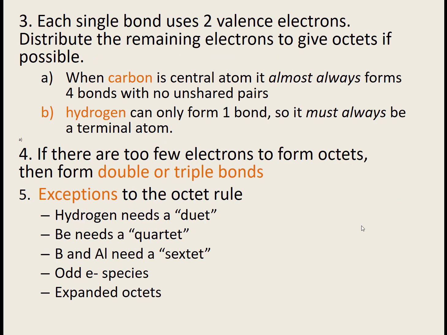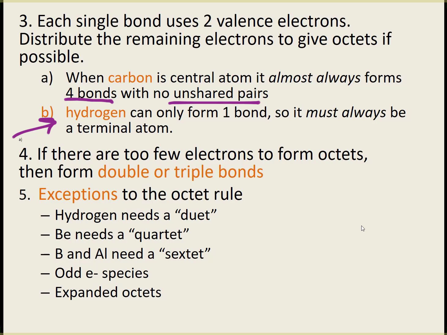Each single bond uses 2 valence electrons, and then if you have extra electrons, you distribute them to make octets. You should have memorized that carbon always has 4 bonds. So it will have 4 bonds and there will be no unshared dot pairs. And then, as I said, this is probably the third time, hydrogen can only form 1 bond. If there are too few electrons to form octets, that's when you're going to form double or triple bonds. Again, always try to form an octet.